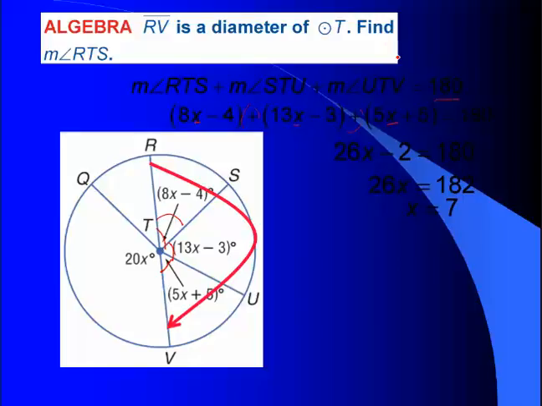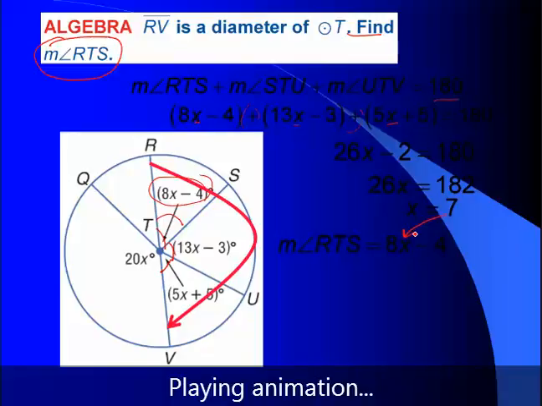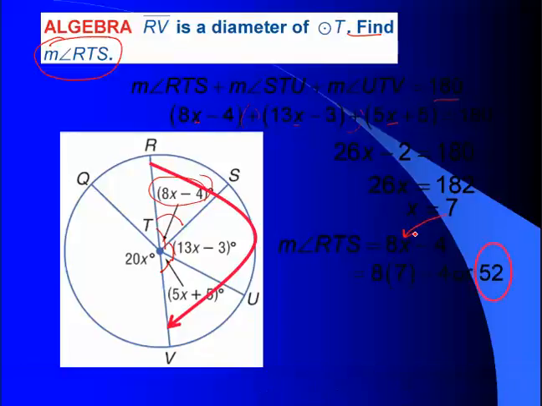Now, am I finished? Does that answer the question? It says to find the measure of angle RTS right here. So no, I have not answered the question. That means I need to go back and plug that x in. So I'm going to have to plug 7 in where I see an x right here. 8 times 7 is 56. 56 minus 4 is 52. So that is our final answer. Box it in, circle it, something to indicate that's where you stop.